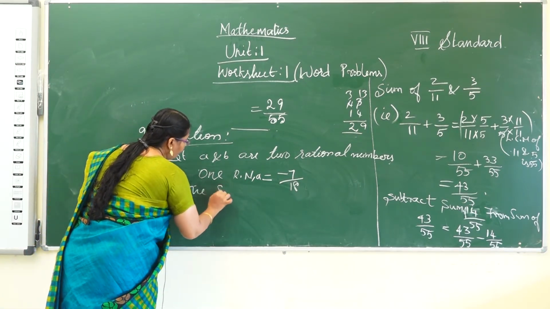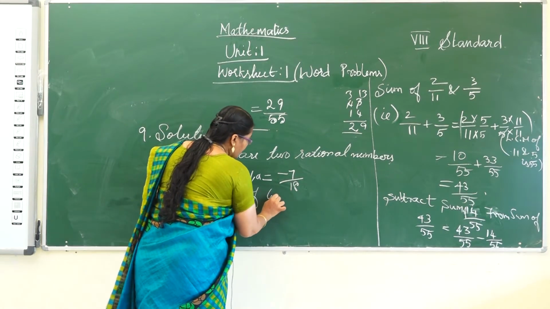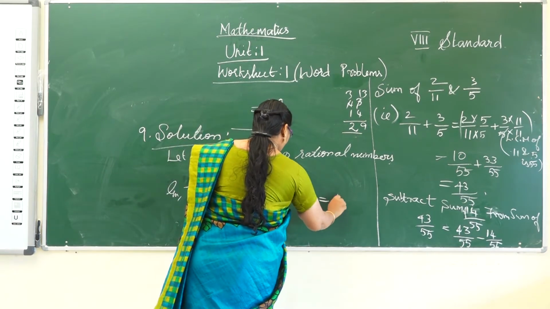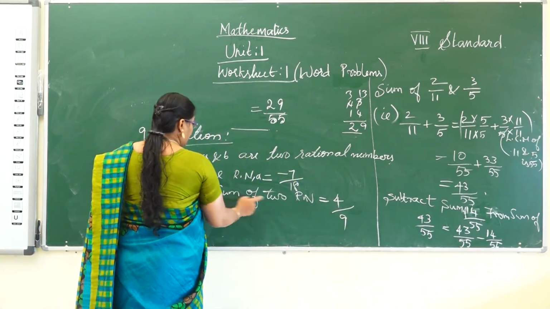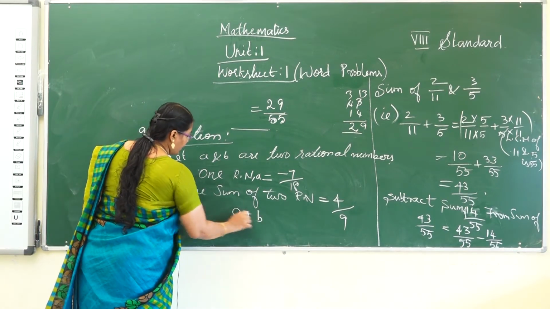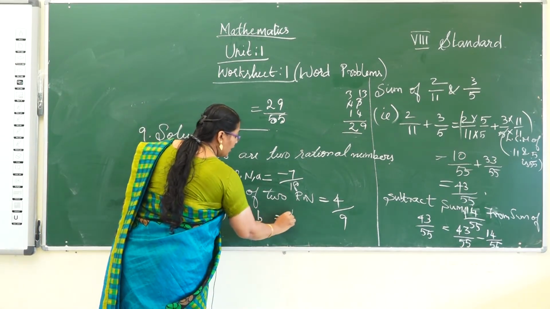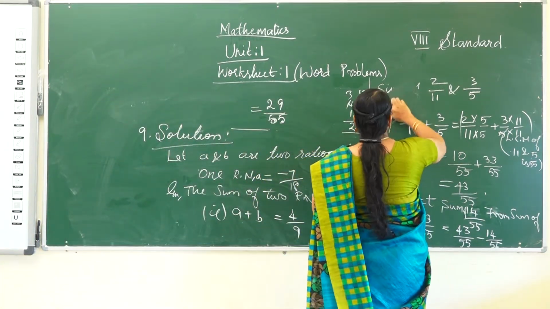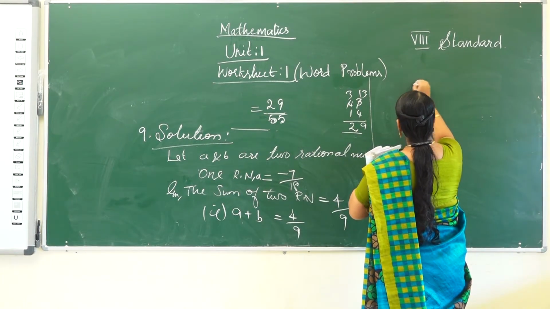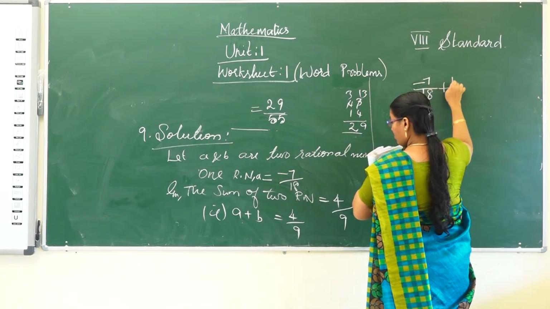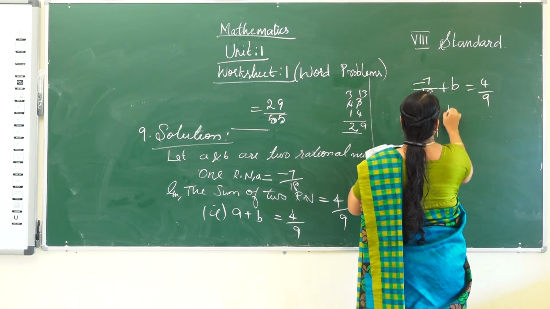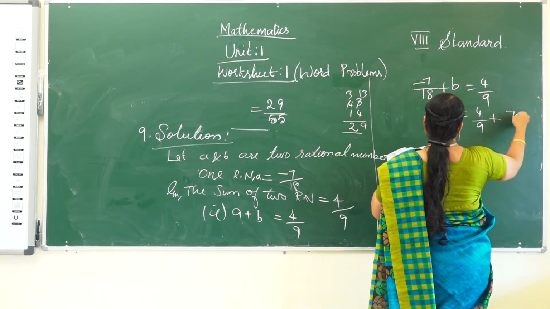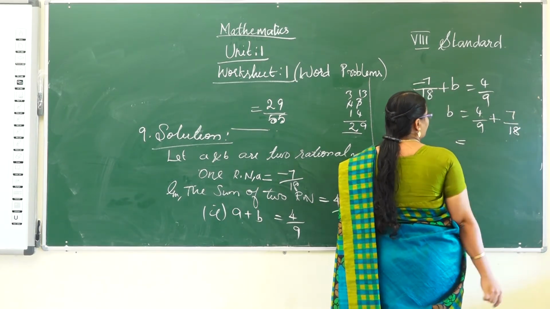The sum of two rational numbers is equal to what is given? 4 by 9. Okay, sum means add up: A plus B is equal to 4 by 9. Now substitute the value of A in this place. The value of A was minus 7 by 18, so minus 7 by 18 plus B is equal to 4 by 9. So B is equal to 4 by 9 minus 7 by 18 comes to this side as plus 7 by 18, by using the transpose method.